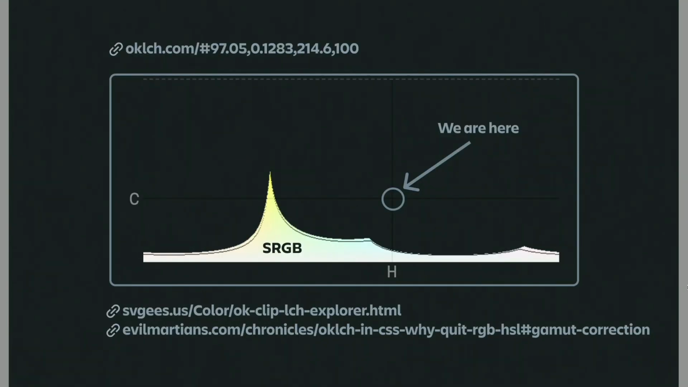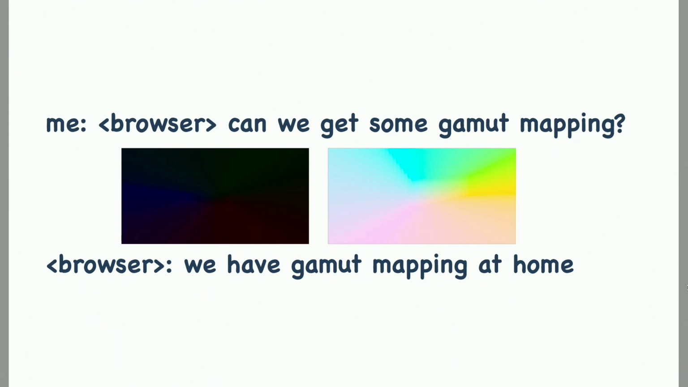And that's because the system has holes. So this is where we are for chroma and hue, and this is where sRGB is. The color doesn't exist, and the browser has to decide what to show. So we asked the browser, can we get some gamut mapping? This is the term used to define if your color's outside of the gamut, how you put it back into a color that's similar enough to our eyes. Browser says we've got gamut mapping at home.